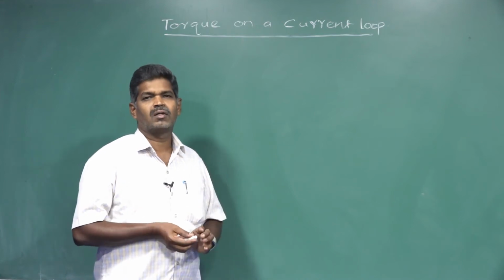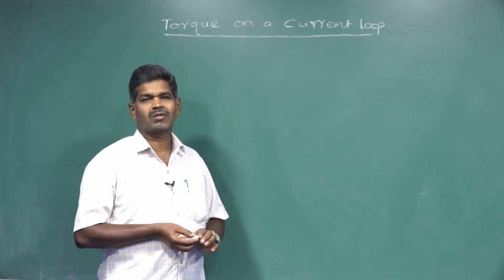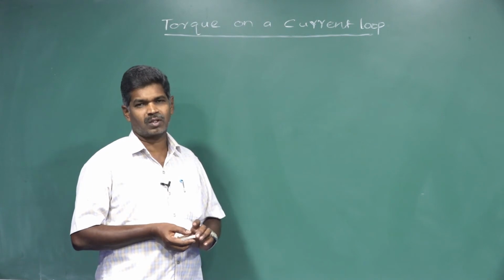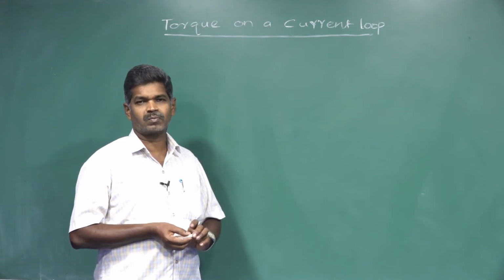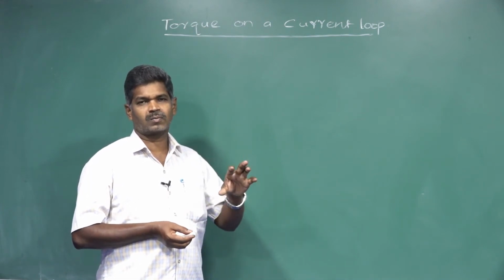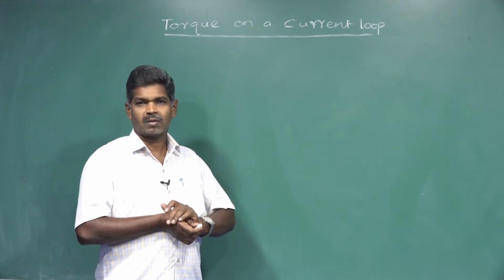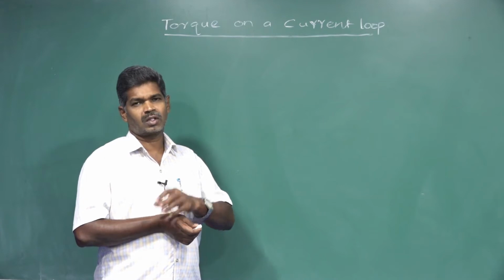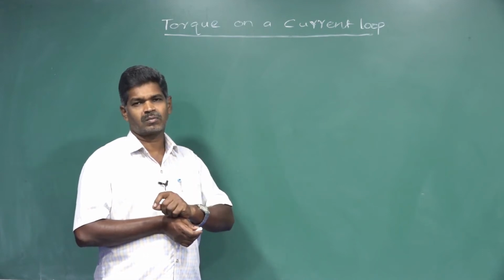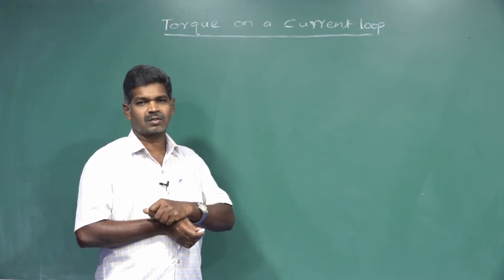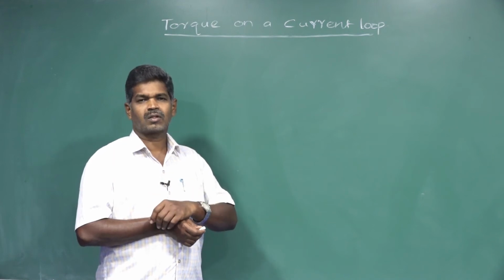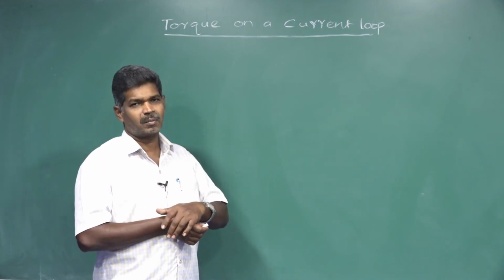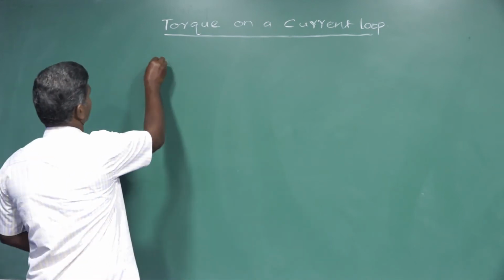But here we are taking basically a rectangular shape of the loop. In a motor, torque is used as a principle, which we are going to see. We are going to derive the expression for the torque on a current loop when it is placed in a magnetic field.